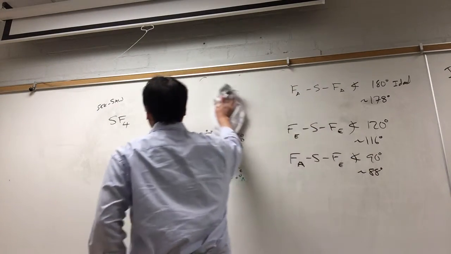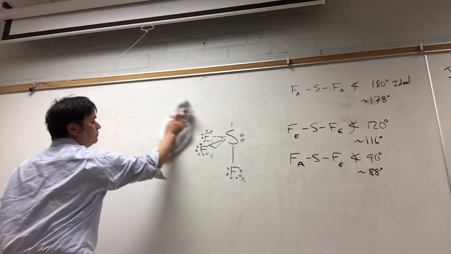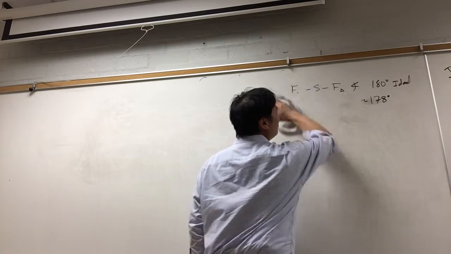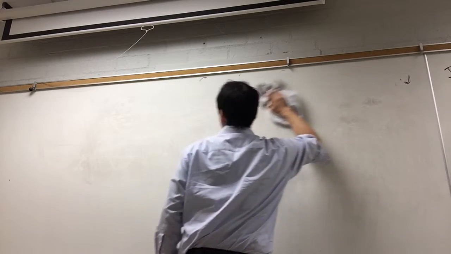If we have three lone pairs, then all three equatorial sites are going to be occupied by lone pairs. Let's see which one that is. That's XeF2, I think. Look.